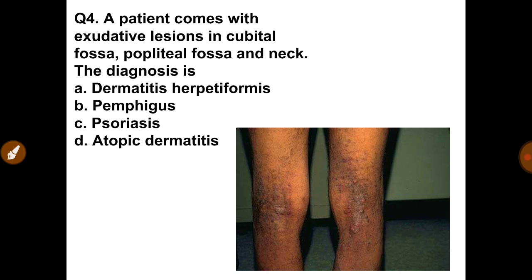A patient here comes to you with exudative lesion on his cubital fossa, popliteal fossa and neck. The diagnosis is very clear, a case of atopic dermatitis, where you see lesions typically in antecubital fossa and flexures like popliteal fossa in adults. Okay, exudation like oozing is a sign of eczema due to spongiosis seen in atopic dermatitis.